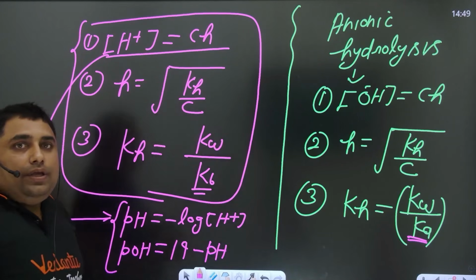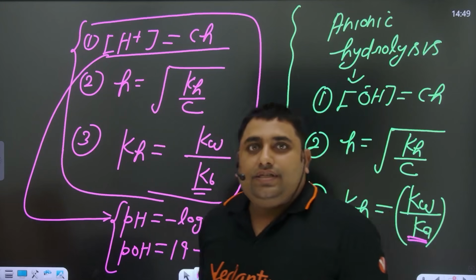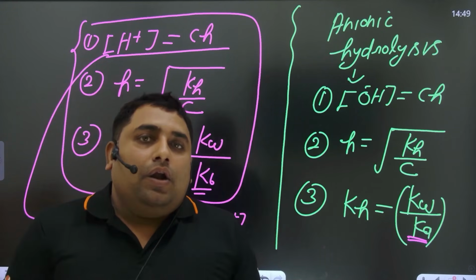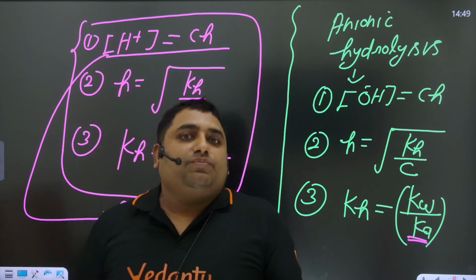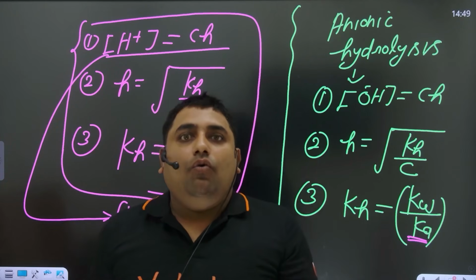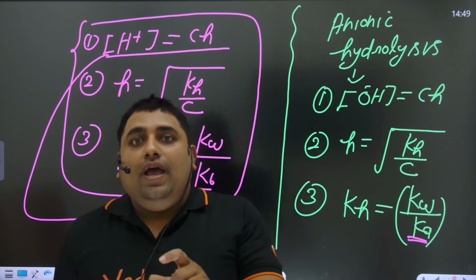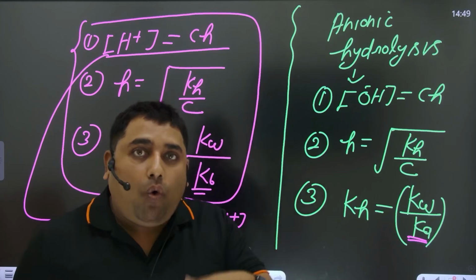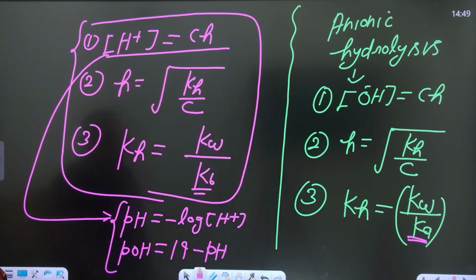So now you are able to solve questions based on cationic hydrolysis and anionic hydrolysis, right? In these cases, you are able to calculate the concentration of H positive ion, the concentration of OH minus ion, the value of degree of hydrolysis h, and the value of hydrolysis constant. And also you are able to calculate the Ka value or Kb value of the given weak acid or weak base which is involved in salt hydrolysis, right? So let's see.